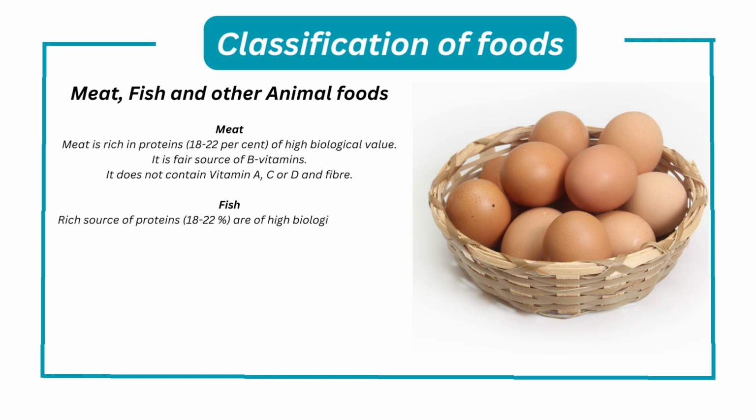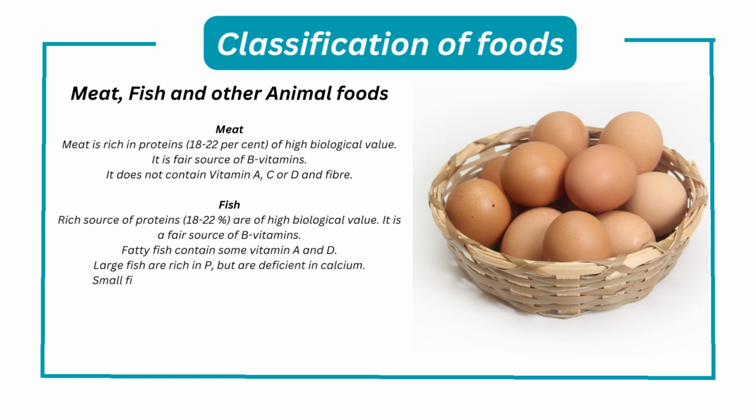Second is fish. Rich source of protein, 18 to 22% of high biological value. It is a fair source of vitamin B. Fatty fish contains some vitamin A and D. Small fishes eaten with the bones are a good source of calcium.